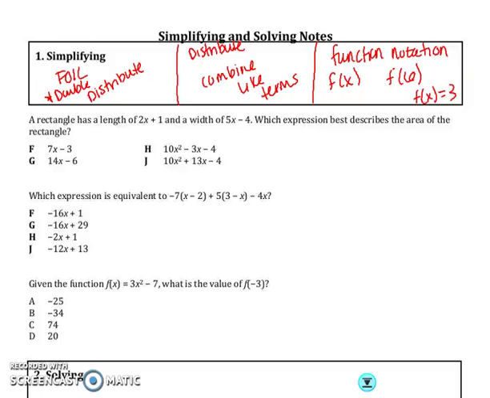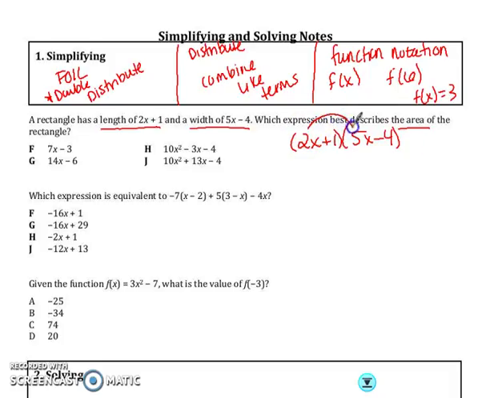One says a rectangle has a length of 2x plus 1 and a width of 5x minus 4. Which expression best describes the area of the rectangle? Well, area is length times width. So I need to multiply these two things together. So we have 2x plus 1, and we have 5x minus 4. Okay? So we can just double distribute.